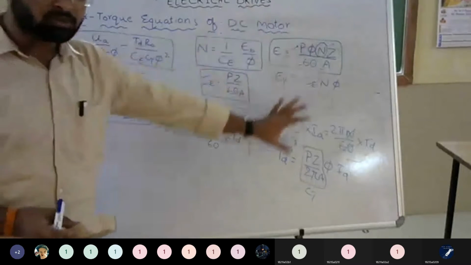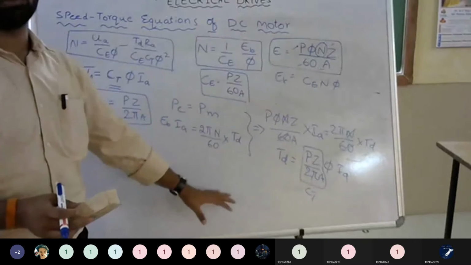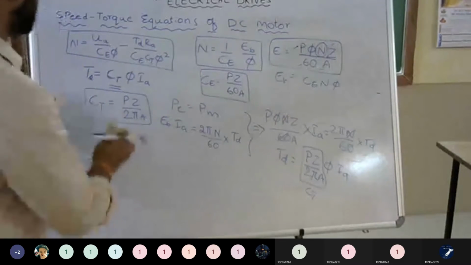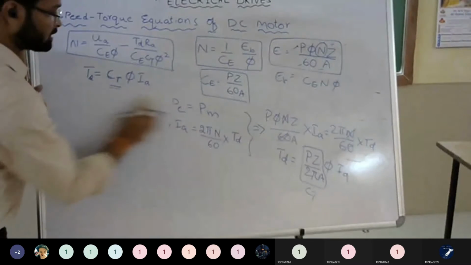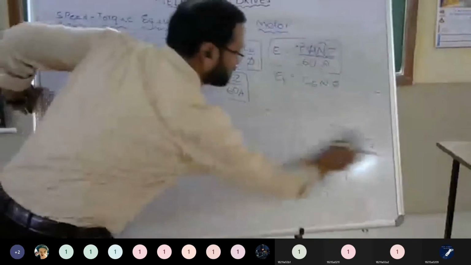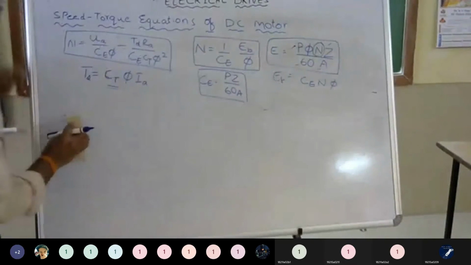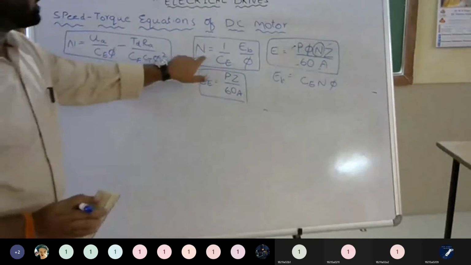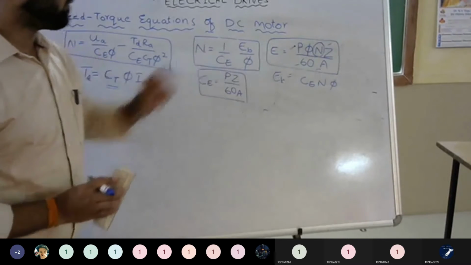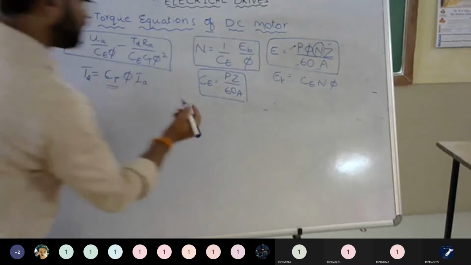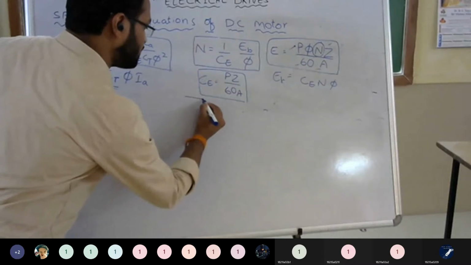So this explanation has to be there with you. Clear? Now explanation for us is not required, so simply we are going. And then after that, how did this equation come? N is equal to 1 by CE into EB by flux. In that one, what is EB?